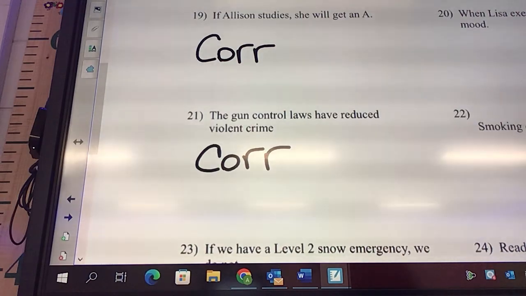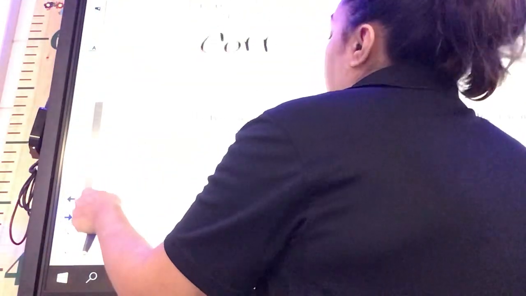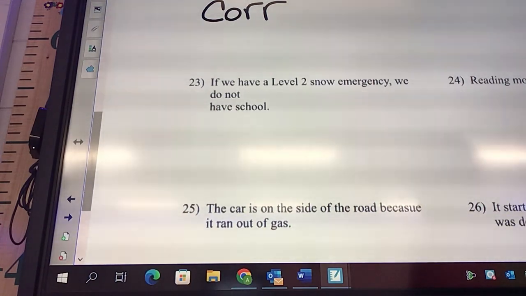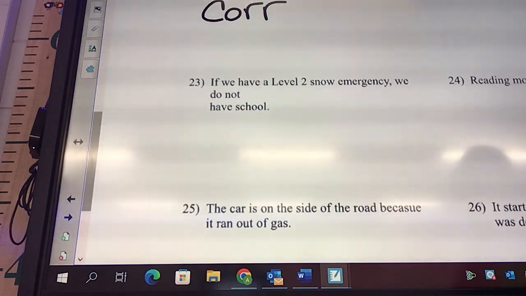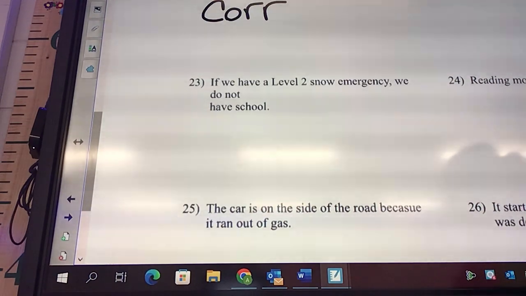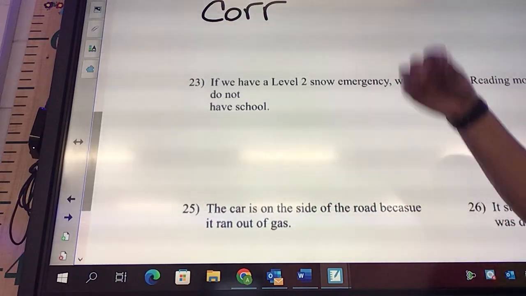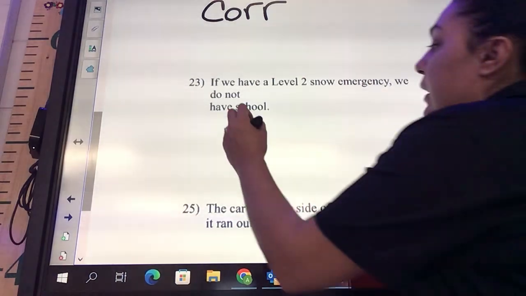Okay, if we have a level 2 snow emergency, we do not have school. Okay? Think about that. Is that true? Is that true? If we have a level 2 snow emergency, we do not have school. Is that going to be a correlation or a cause? Okay? This is a cause. Because it snowed, we do not have school.